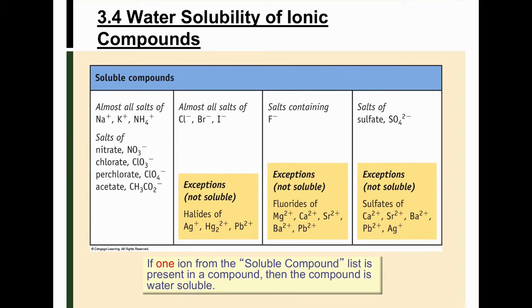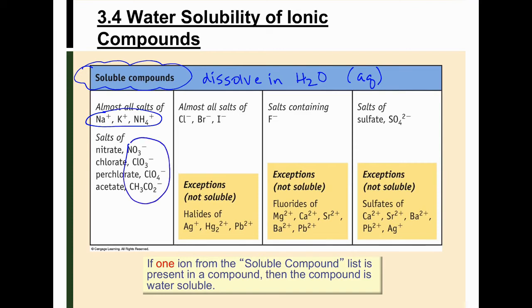So these charts from the textbook tell you some information. Things that are always soluble, in other words they dissolve in water, which means we would label them as AQ, would be substances involving sodium, potassium, or ammonium ions, or compounds involving any of these anions: nitrates, chlorates, perchlorates, acetates.